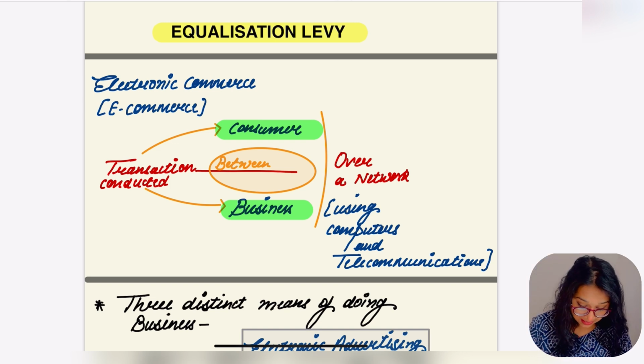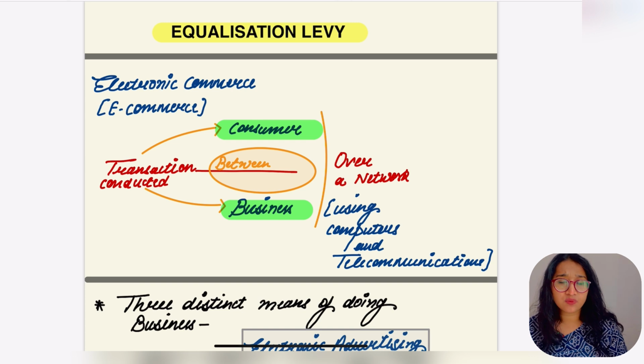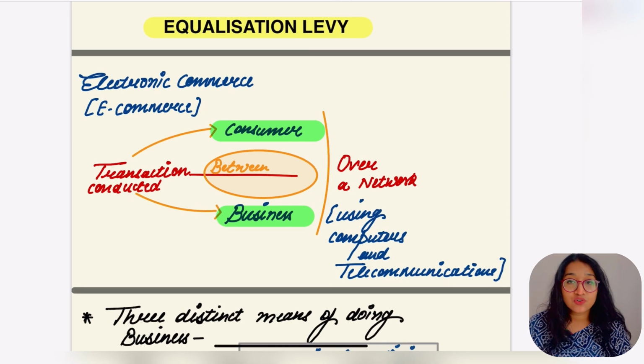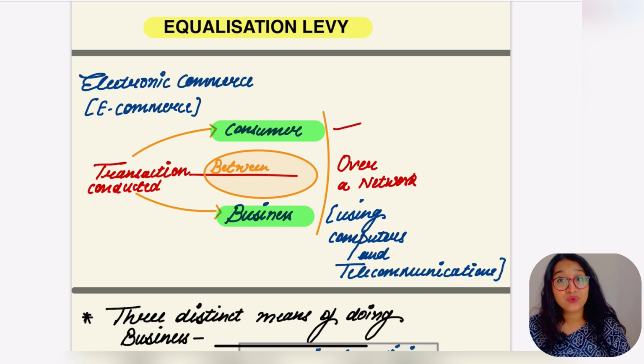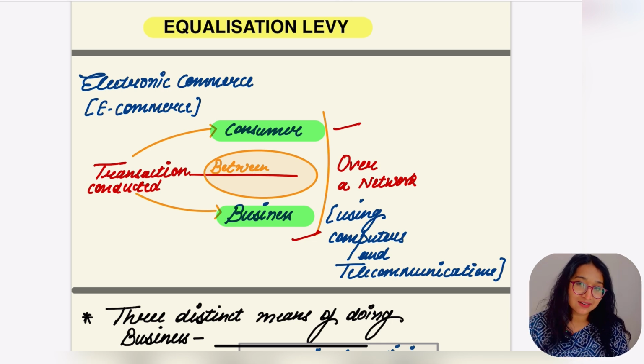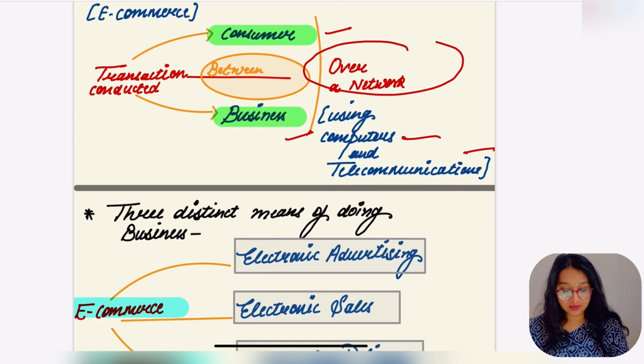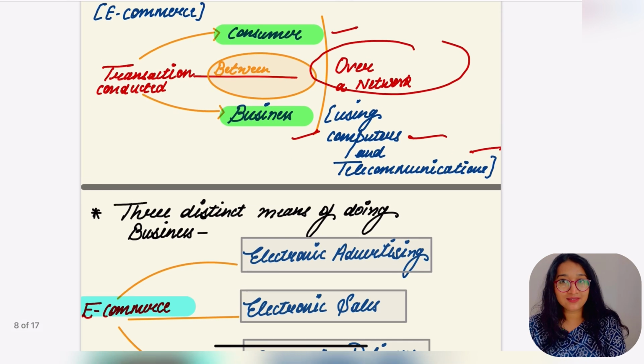Now we have to understand what this equalization levy is, when it is imposed, and on whom it is imposed. When is the transaction done? Between the consumer and the business, through e-commerce. The transaction is done between the consumer and the business over a network, which definitely uses computers and telecommunication. This is what e-commerce means.